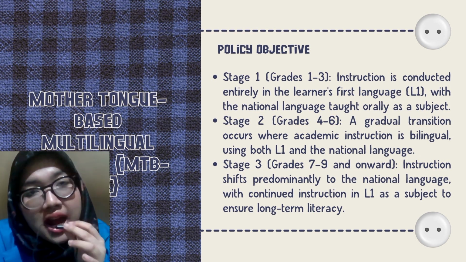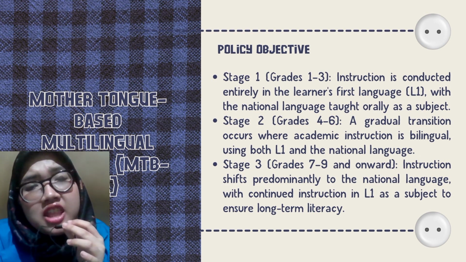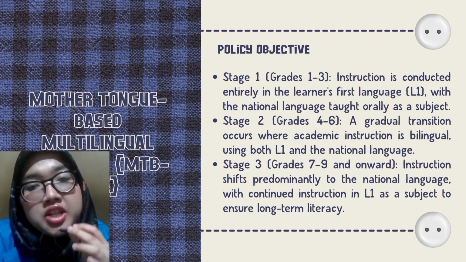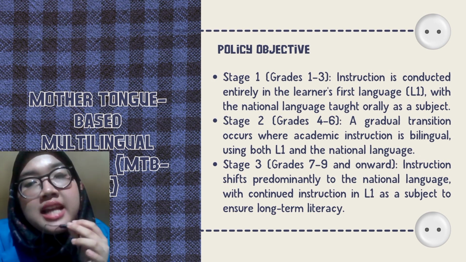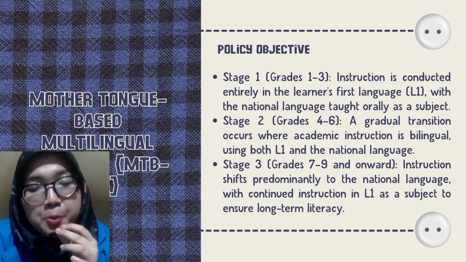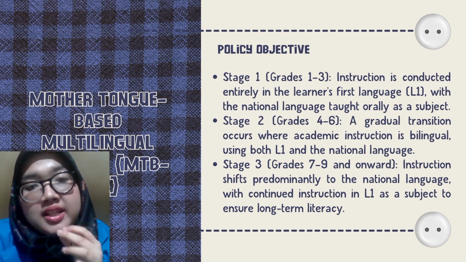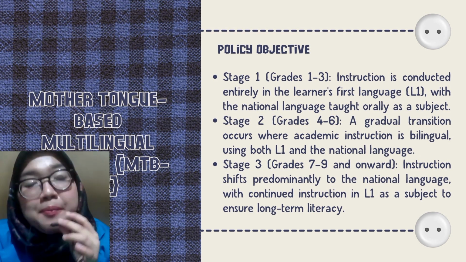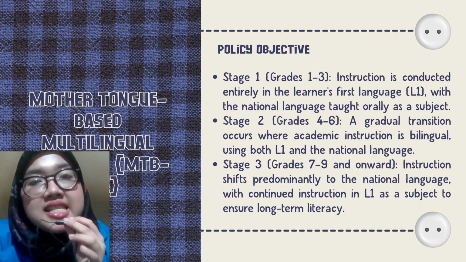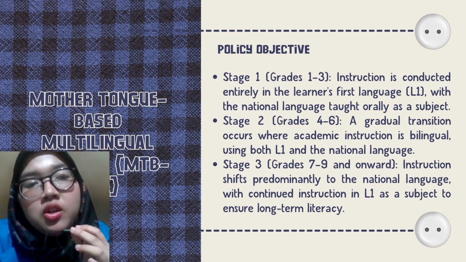Stage 2, grades 4 until grade 6. In this stage, there is a gradual shift to using both the first language and the national language in the classroom. This bilingual approach helps students slowly adjust to the national language while using their first language to understand complex ideas. Stage 3 is for grade 7 until grade 9 and beyond. By this point, most instruction is done in the national language, but students still study their first language as a subject. This ensures they remain fluent and literate in their mother tongue, even as they continue learning in the national language.